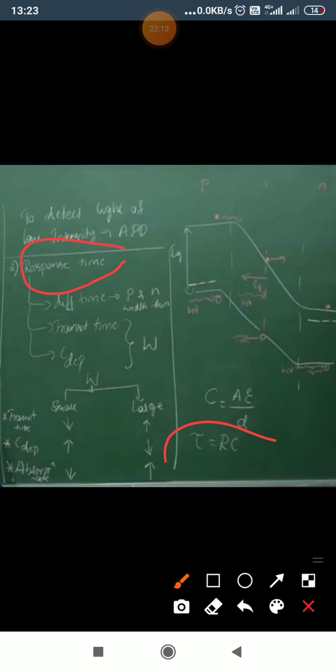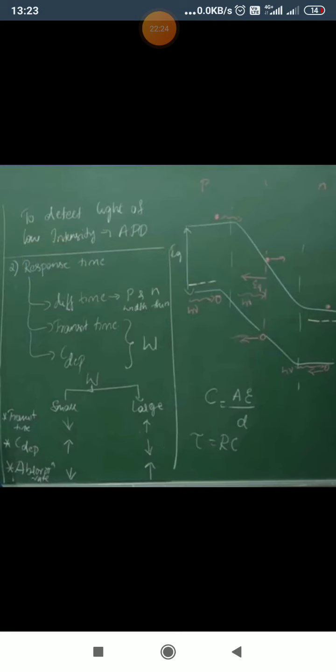of this tau constant. Tau is equal to RC. Because of this time constant, which again depends upon the value of capacitor C, we are considering the depletion capacitance. Now what will happen?